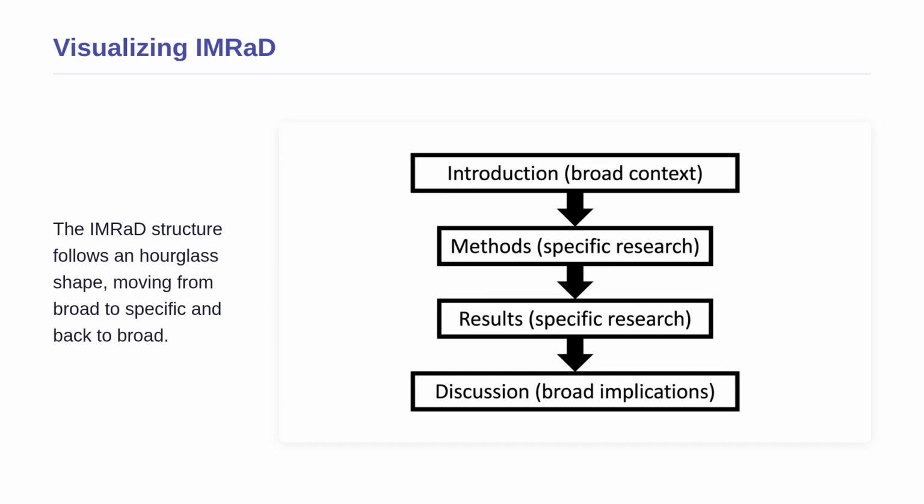Let us visualize this IMRAD structure to see how the narrative flows. As you can see in this diagram, the structure resembles an hourglass. We start at the top with the introduction, which provides the broad context of your field. Then, the scope narrows significantly as we move into the methods and results, which focus entirely on your specific research and data. Finally, the structure widens out again in the discussion section, where you explain the broad implications of your specific findings to the wider world.